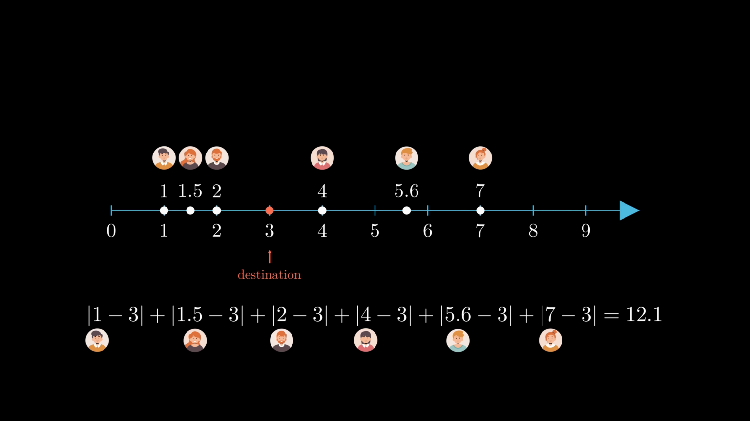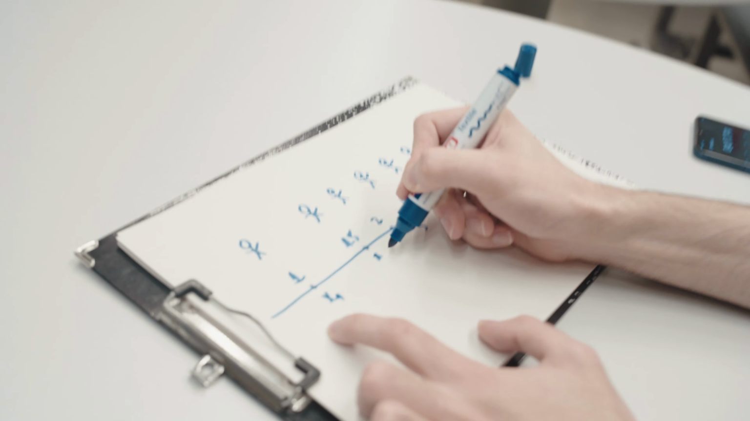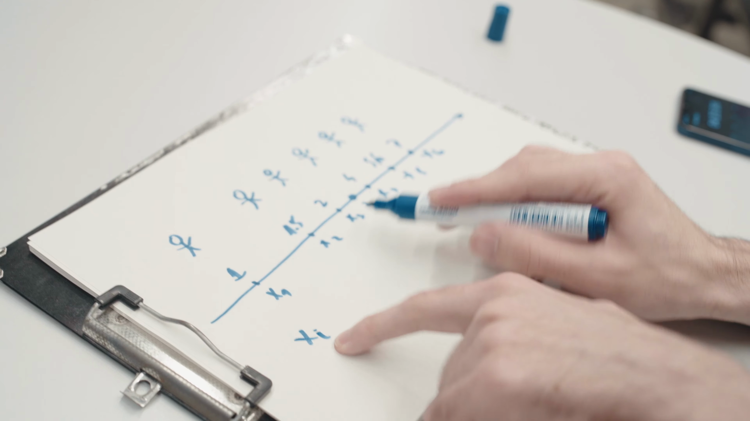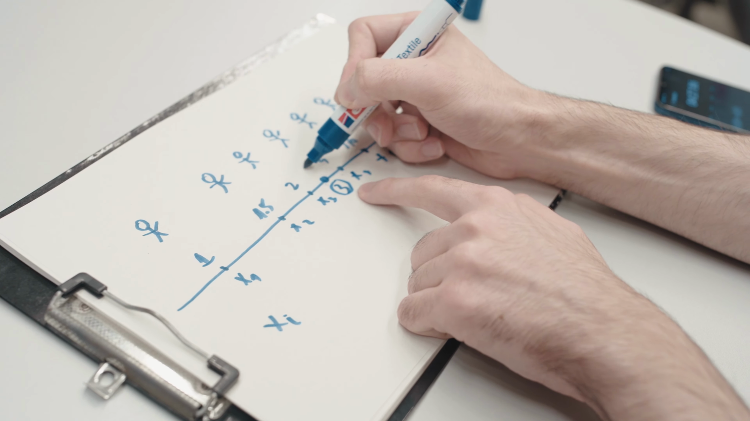So how are we going to write this mathematically? Each guy we're going to call xi. So x1 is the position of the first guy, x2 is the position of the second guy, and so on: x1, x2, x3, x4, x5, x6. This is xi. And this number here, let's call it x.